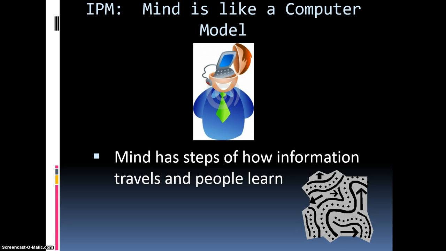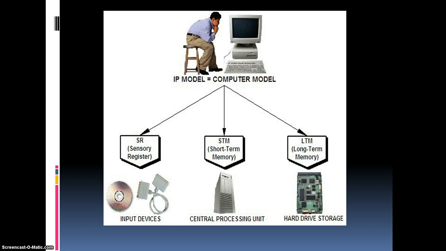The information processing model states the mind is like a computer model. The mind has steps of how information travels and people learn. In this picture, you could see the information processing model represented by the man and his mind. And that equals the computer model.